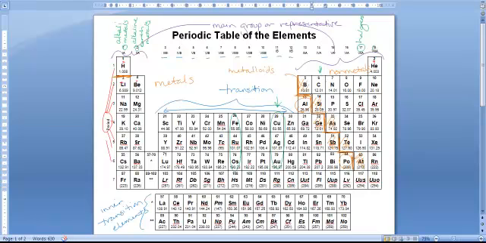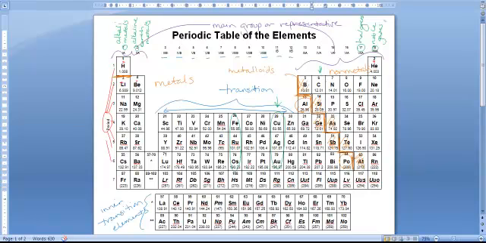Column 18, or 8A. As I said, this is what is known as the noble gases, okay? They're the noble gases because, number one, they all exist as a gas in nature. And noble because when they were first discovered, they couldn't find anything that they would react with, okay? And so they were considered the haughty noble elite of the periodic table. They're not interacting with anyone else around them. And so they were called the noble gases.